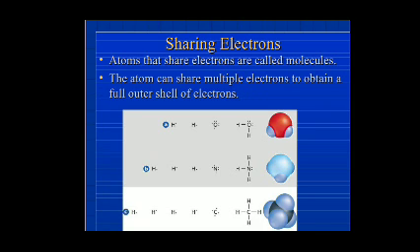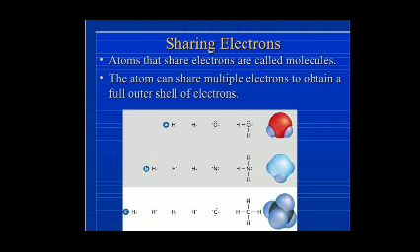These are methane, water molecule, and ammonia. Methane, water molecules, and ammonia. These covalent compounds are called polar covalent compounds.